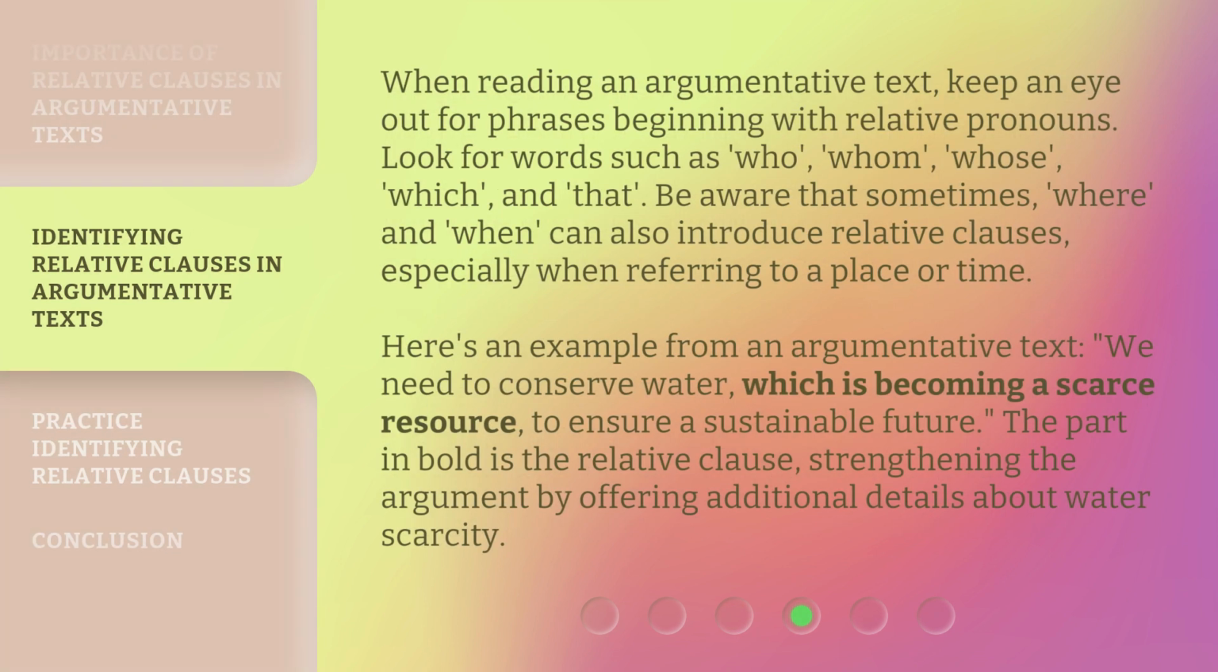When reading an argumentative text, keep an eye out for phrases beginning with relative pronouns. Look for words such as who, whom, whose, which, and that. Be aware that sometimes where and when can also introduce relative clauses, especially when referring to a place or time. Here's an example from an argumentative text. We need to conserve water, which is becoming a scarce resource, to ensure a sustainable future. The part in bold is the relative clause, strengthening the argument by offering additional details about water scarcity.